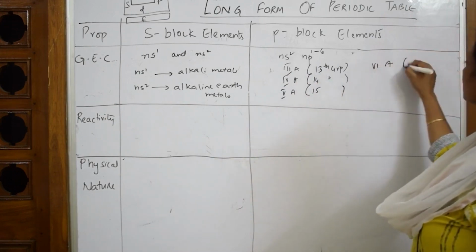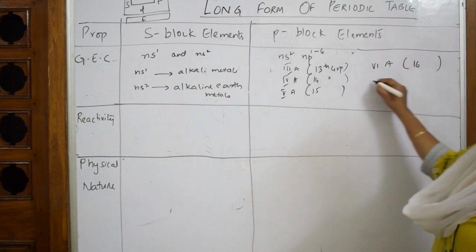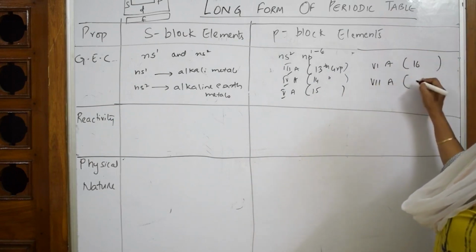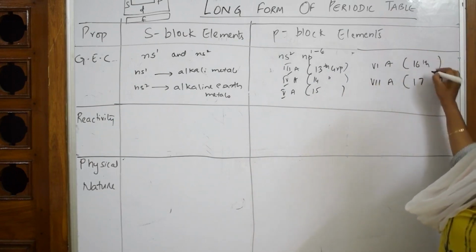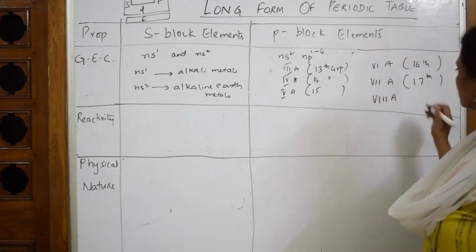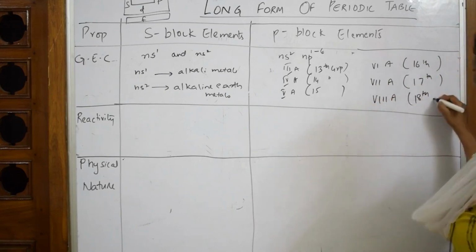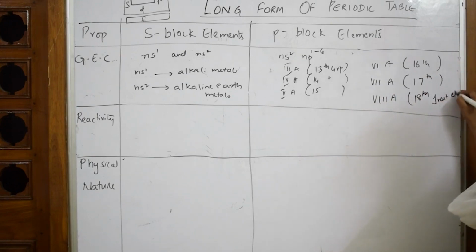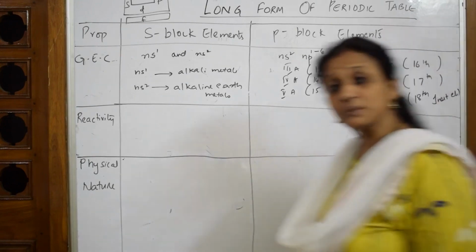6A means the 16th group. 7A means the 17th. Well, this is the 17th group. Then 8A, we just call it the 18th group. That is nothing but your inert gas elements. Inert elements are there in this. That is your P block element.